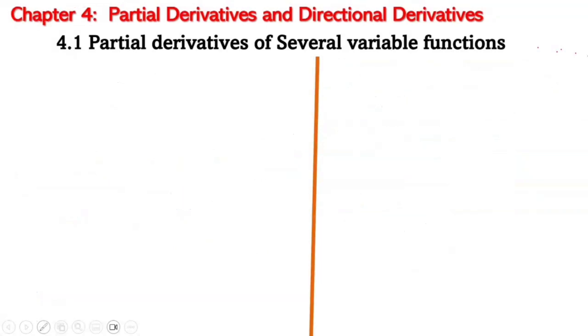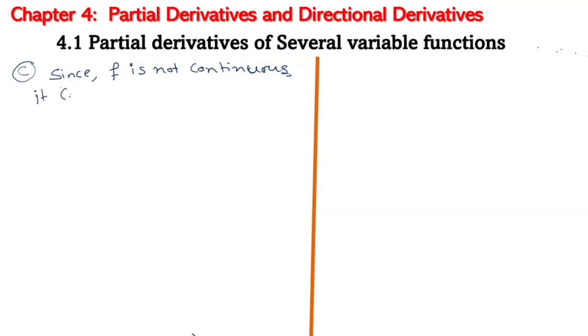Now part C, since f is not continuous, it cannot be differentiable at a equal (0, 0).